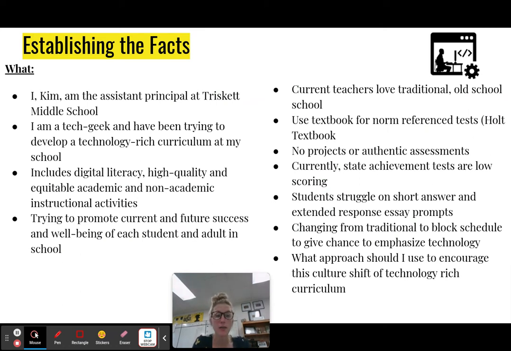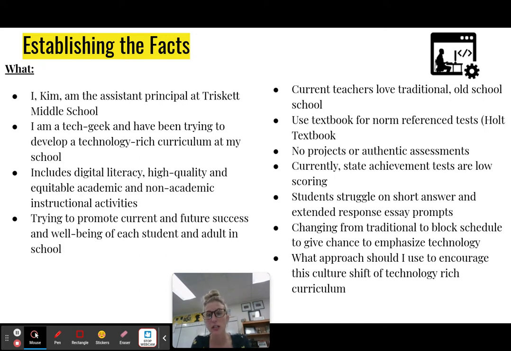So, I am Kim, the assistant principal at Triscuit Middle School. I am a technology geek, and I've been trying to develop a technology-rich curriculum at my school. This includes digital literacy, high quality and equitable academic and non-academic instructional activities in order to promote current and future success and well-being of each student and each adult in the school and create future-ready learners. But my problem is this.